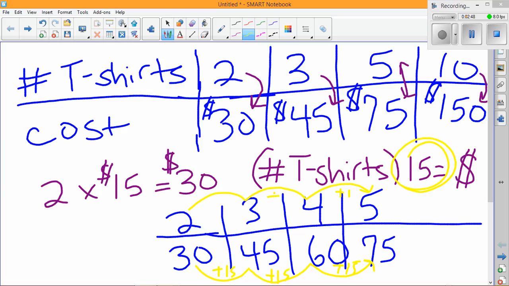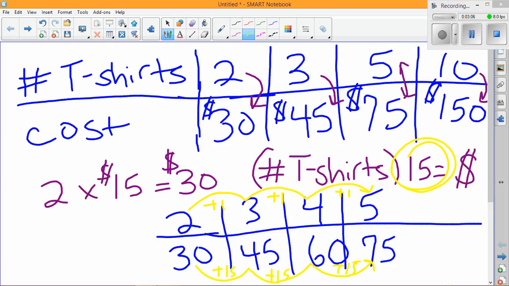So you'll notice this pattern a lot. It's just like a ratio table. When you do a ratio table, you go up by the same amount on each side. So if it was a 2 to 3 ratio, you go up by 2s on one side and 3s on the other. This is going to be a 1 to 15 ratio. It goes up by 1s on one side and up by 15s on the other.